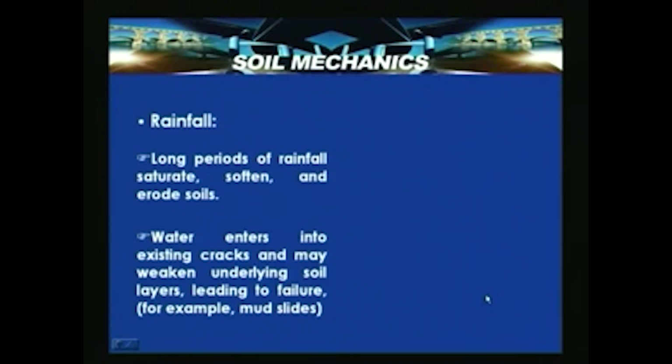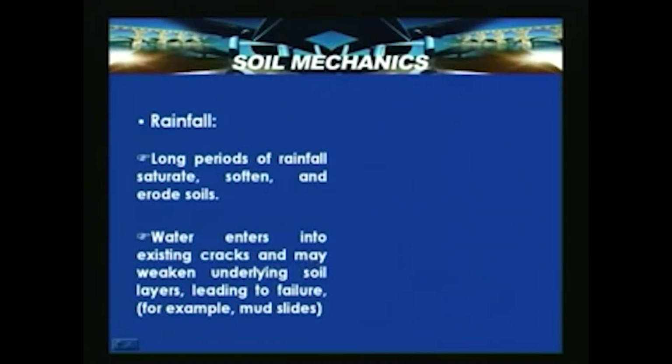Another cause of failure that we discussed is rainfall. Many times longer periods of rainfall saturate slopes, soften and erode soils. This is quite a frequent phenomenon which occurs along hilly slope areas subjected to continuous inundation. Water enters into existing cracks or tension cracks which are already formed and may weaken underlying soil layers, leading to failure. For example, these mudslides.